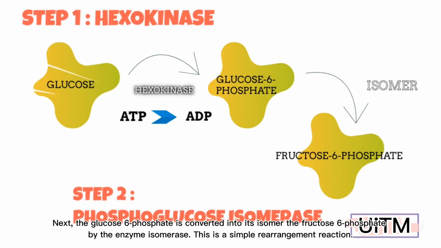Next, the glucose 6-phosphate is converted into its isomer, fructose 6-phosphate, by the enzyme isomerase. This is a simple rearrangement reaction.